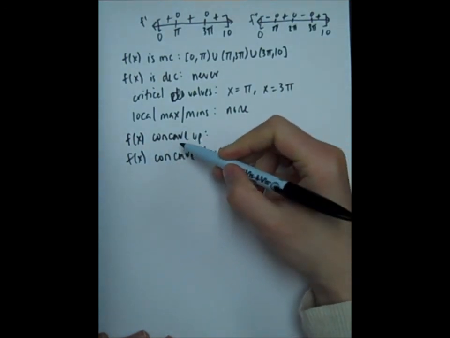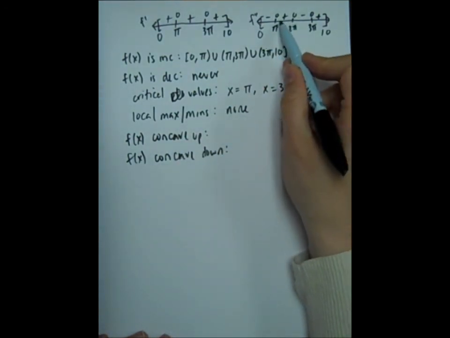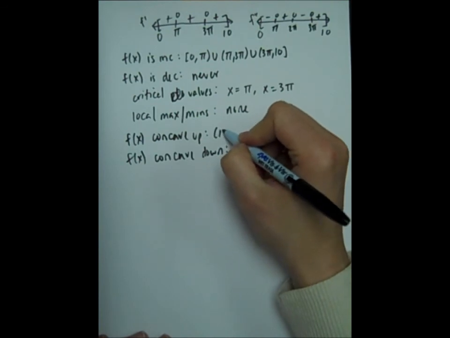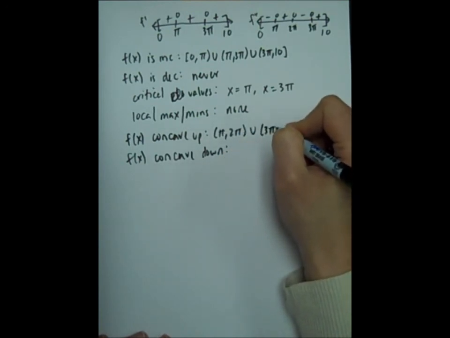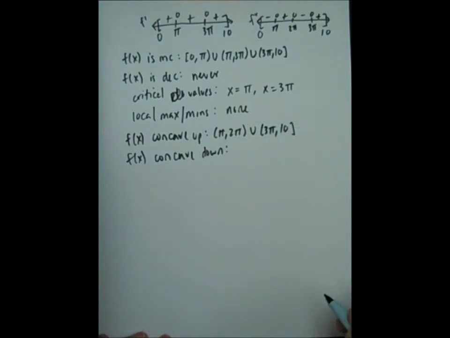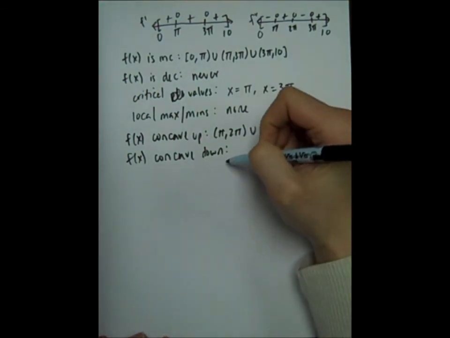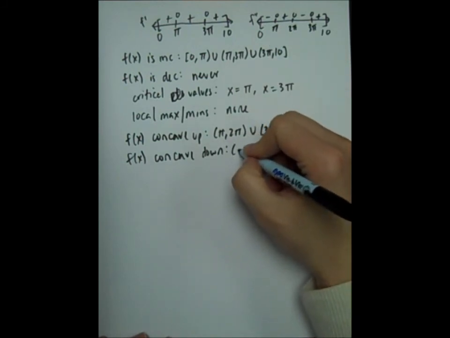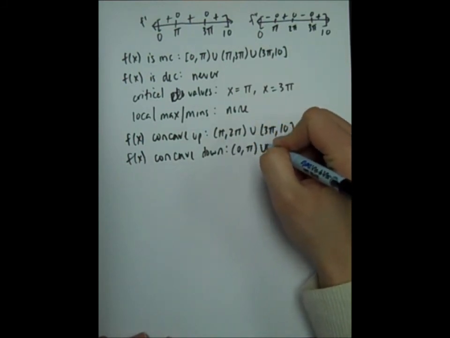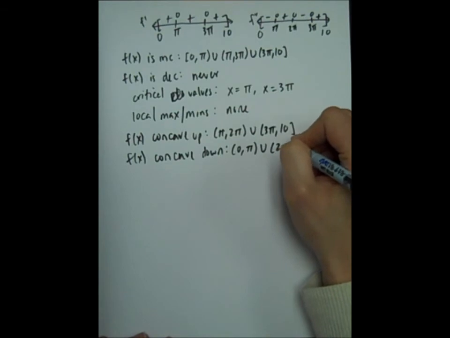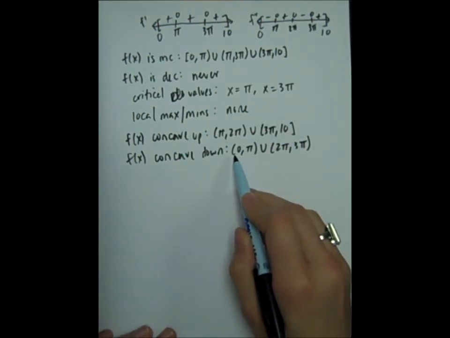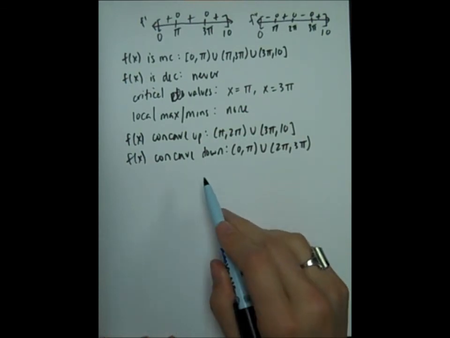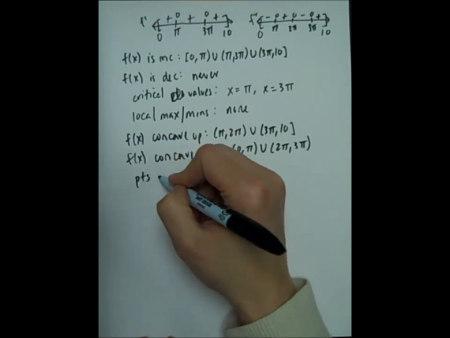That would be the second derivative now. So concave up means the second derivative is positive. So that's pi to 2 pi and also 3 pi to 10. And then where's it concave down? That would be where it's negative. So 0 to pi and 2 pi to 3 pi. I'm not including 0 because remember the second derivative was 0 there, so it wasn't negative, so I'm not going to include that point. Lastly, what are my points of inflection?